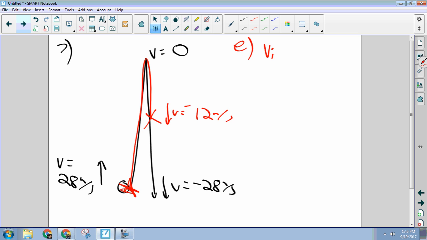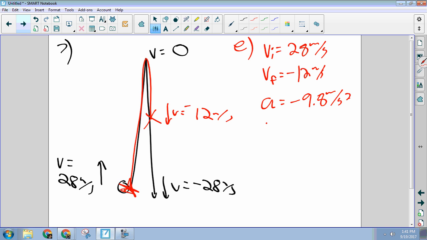So for that time interval, here's the stuff I know. I know my VI is 28. No, that's okay. I didn't make it clear I was talking to you, so you're good. VF is going to be negative 12 as opposed to positive, like in part D. My acceleration is negative 9.8 meters a second squared because it's about a ball being thrown or dropped. And you're looking for time, right?